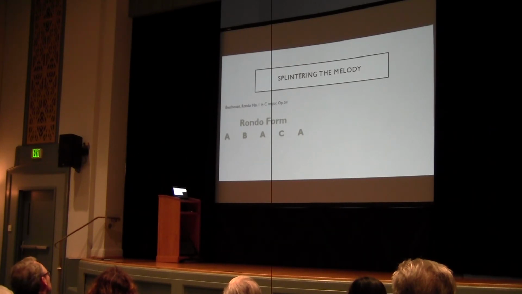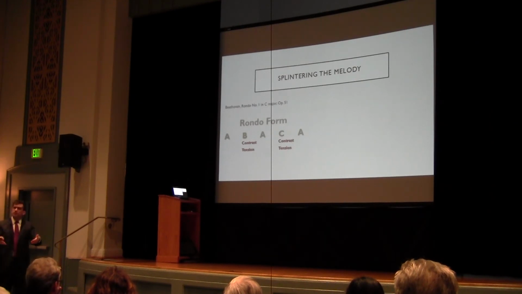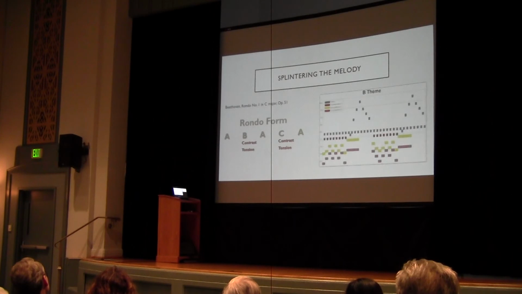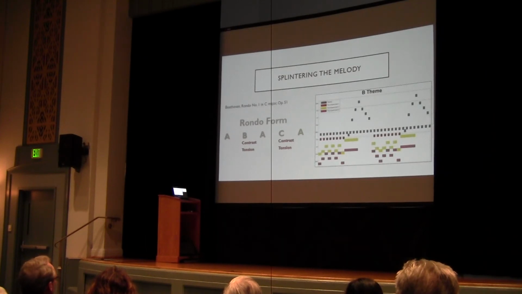And again, these are moments where it would make a lot of sense and be helpful to the listener if the composer generated a certain amount of contrast and a certain amount of tension. Make it clear that we're moving into a new theme and that we're moving away from home. We're moving away from the A theme, and you generate an expectation that you will return later on in the piece. Beethoven does that in both of these cases by allowing the melody to splinter apart.